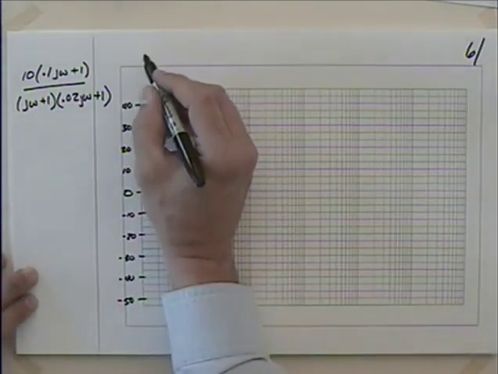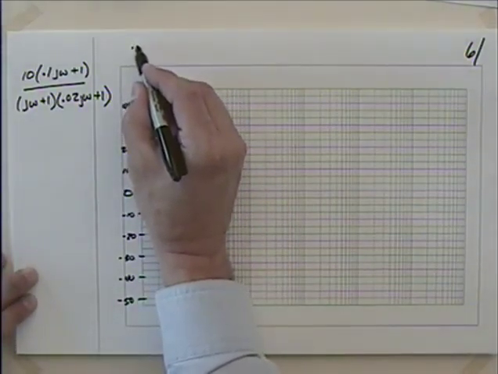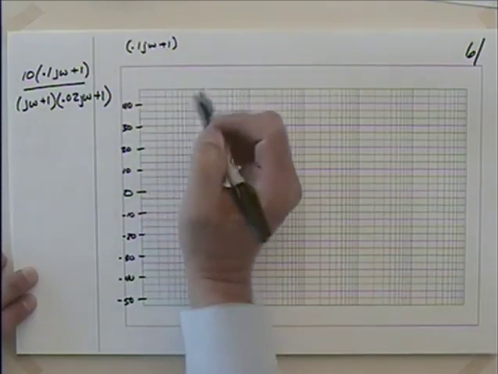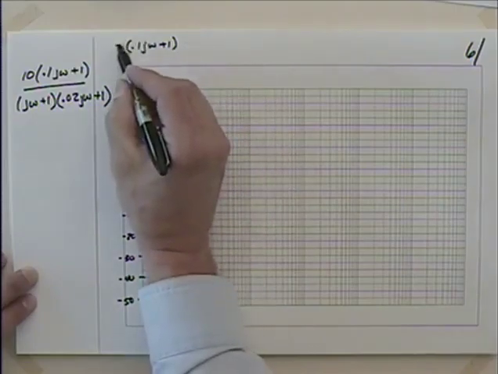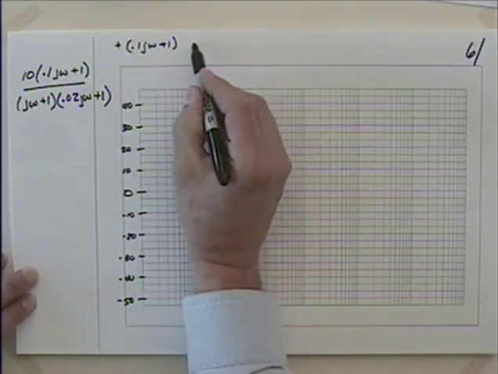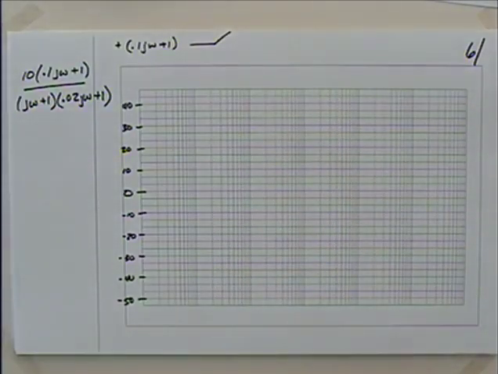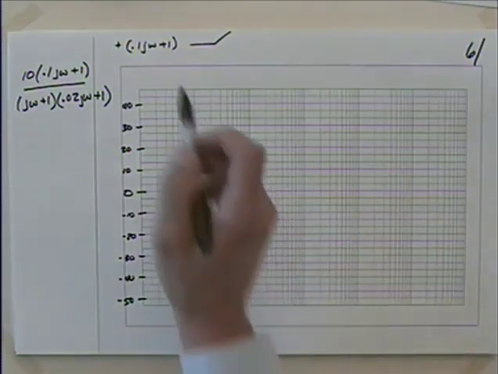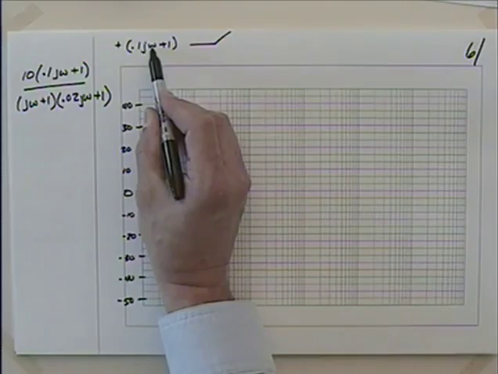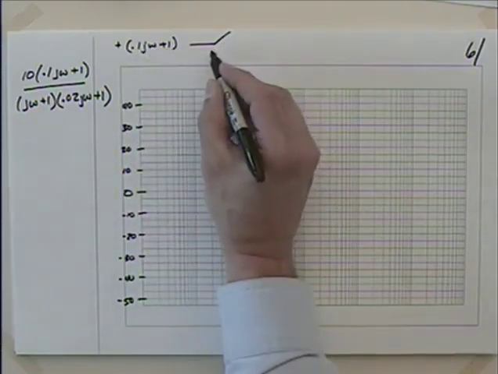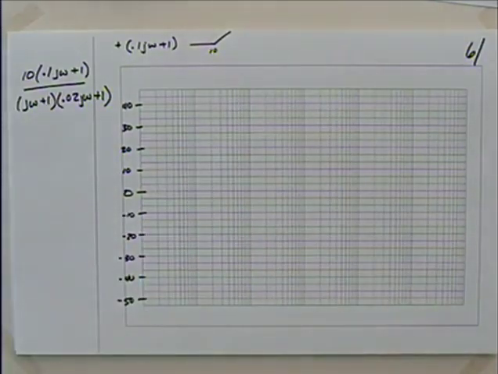If I look at these things, I'm going to look at 0.1 j omega plus 1. What's that going to do? It's in the numerator, so it's positive. So we're going to have a corner that goes up like that. And where's that going to happen? Well, what's the frequency to make these terms look the same? If omega is equal to 10, yeah, so it's going to go up at 10.